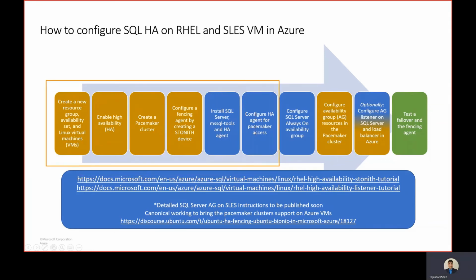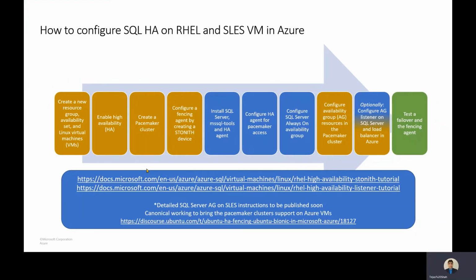All these steps would be essentially one-time steps, and the steps configured over here are what you do for each availability group when you decide to configure them. We have already documented our instruction set on how to configure a Pacemaker cluster and availability group on Red Hat Enterprise Linux.